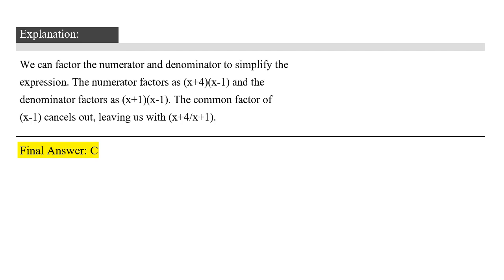We can factor the numerator and denominator to simplify the expression. The numerator factors as (x+4)(x-1), and the denominator factors as (x+1)(x-1). The common factor of x minus 1 cancels out, leaving us with (x+4)/(x+1).